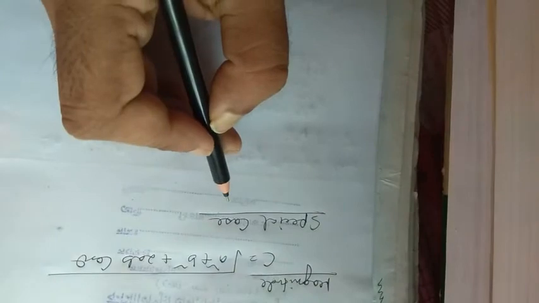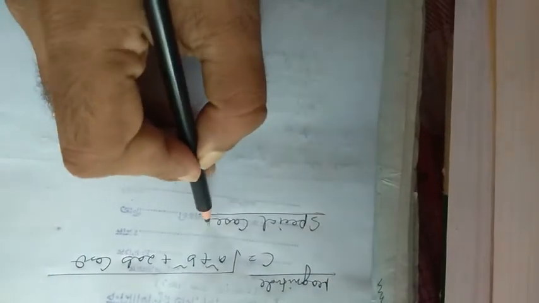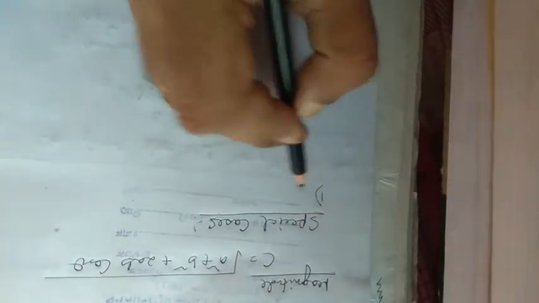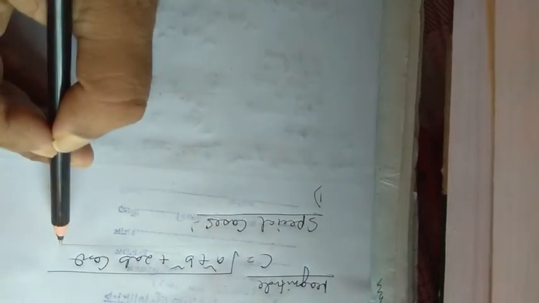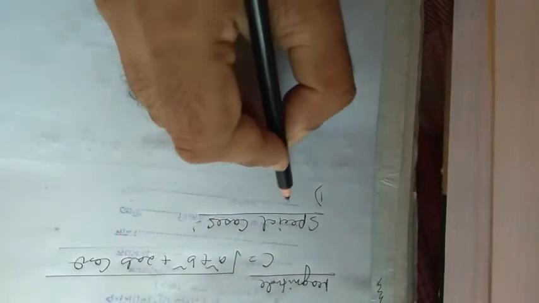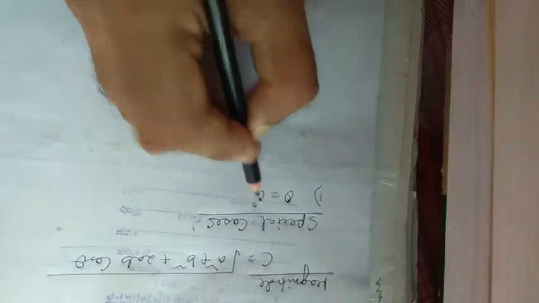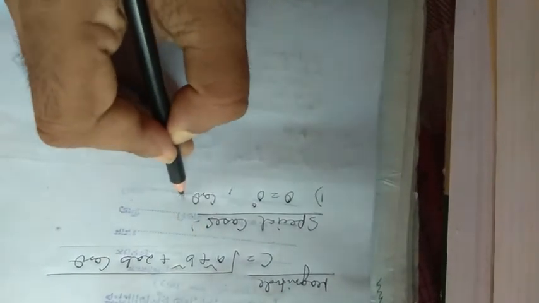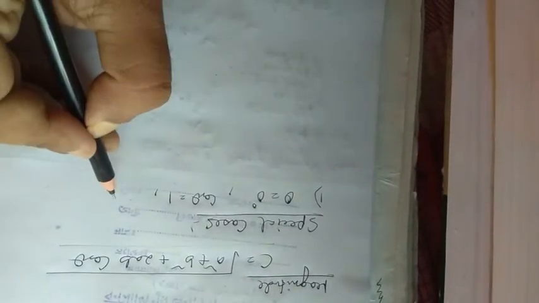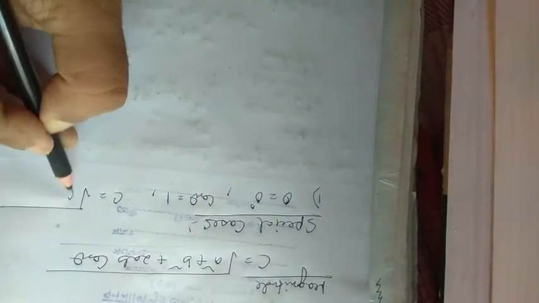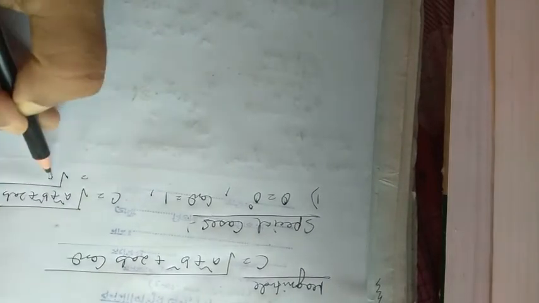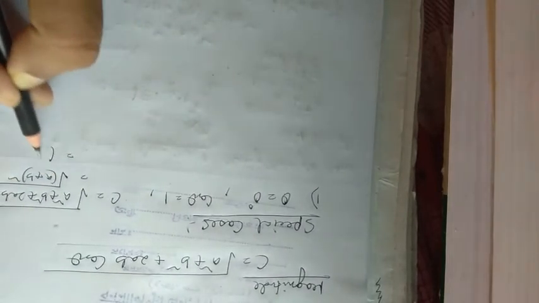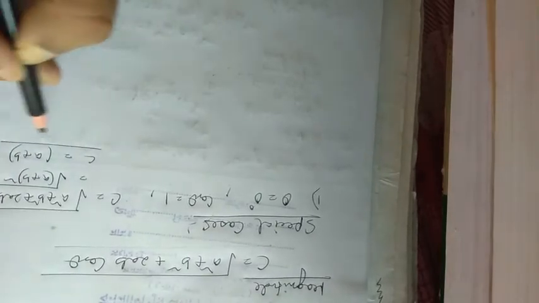We are going to discuss some special cases. First, this was the value of the magnitude that we derived earlier. For theta equal to 0 degrees, both vectors are acting on the same line. We know that cos theta is equal to 1. So C becomes root over a square plus b square plus 2ab, that means root over a plus b whole square, that means a plus b. Just the magnitudes of the vectors get added together.